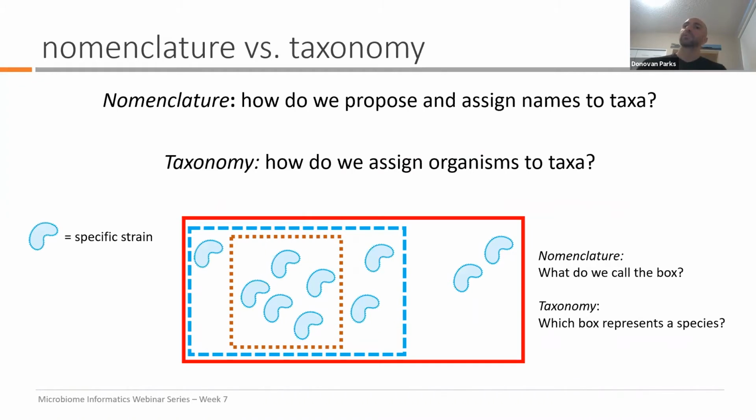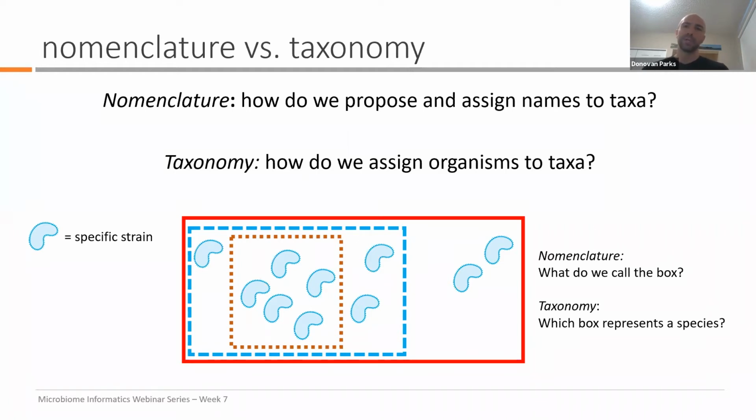Okay, so there are 2 related concepts that I want to go over with you. The first is nomenclature, which tries to answer the question, how do we propose and assign names to taxa? And taxonomy, which addresses the question of how do we decide which organisms or strains actually belong to a taxon? So this little cartoon illustration at the bottom tries to depict what these 2 concepts are and how they are related but different.